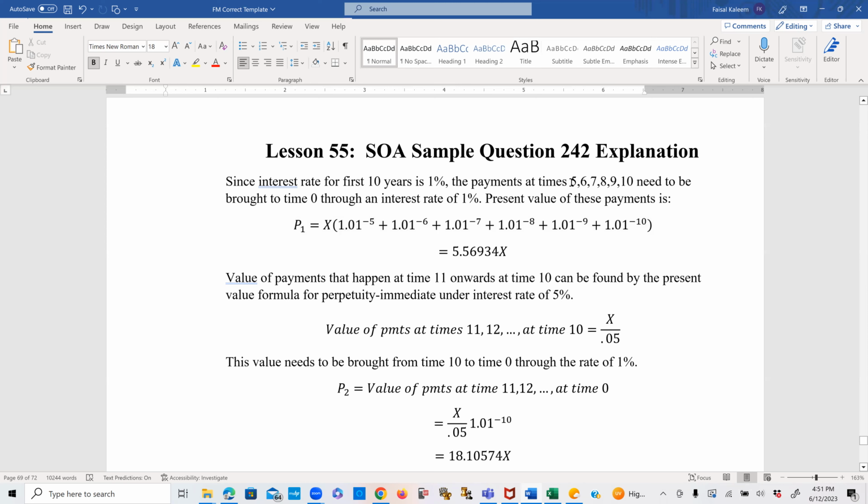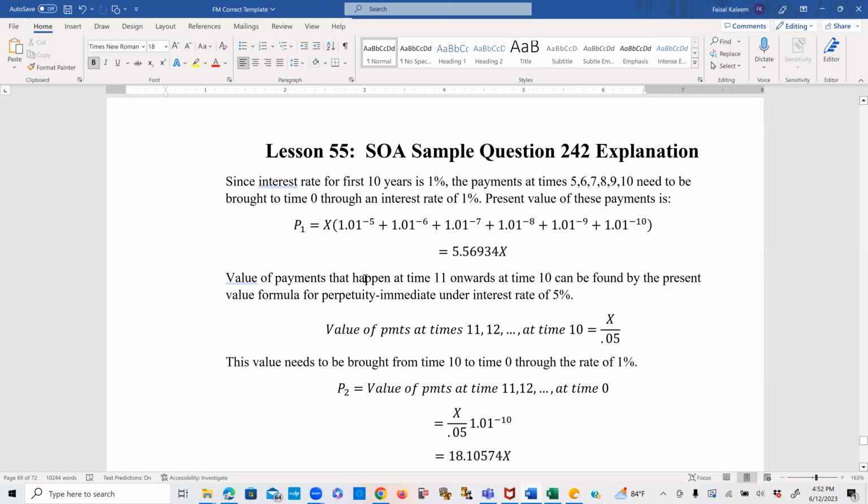each of these. So the first one would be X times 1.01 to the negative 5, because each payment is X. So the value of the first payment, which happens at time 5, will be X times 1.01 to the negative 5. Similarly, second one will be X times 1.01 to the negative 6, and so on, up to X times 1.01 to the negative 10. And all these add up to 5.56934X.